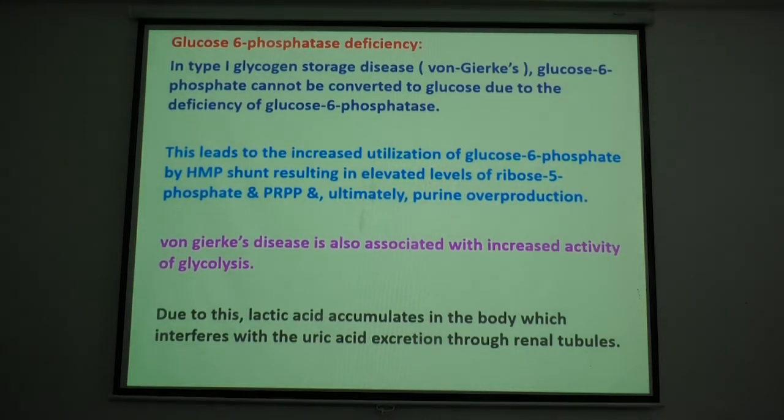Another is glucose 6-phosphatase. Increased utilization of glucose 6-phosphate by the HMP shunt results in an increase of ribose 5-phosphate. If ribose 5-phosphate and PRPP are increased, same thing: purine synthesis will be increased. If purine synthesis is increased, then the catabolic process will be increased. That means more uric acid will be synthesized. That causes gout.